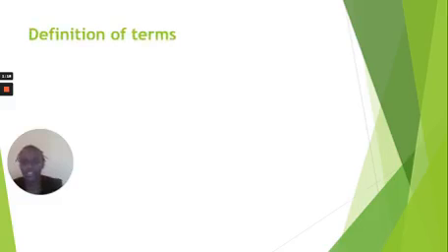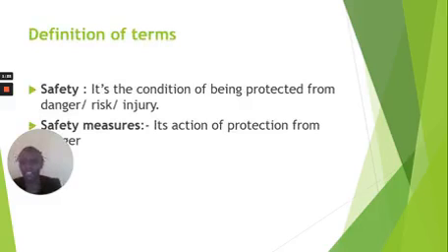In today's lesson, we'll start with the definition of terms. Definition number 1 is about safety. Safety is a condition of being protected from danger, risk, or injury. This is whereby the workers ensure they are well protected from injuries or any other form of risk. Safety measures, it's an action of protection from danger.